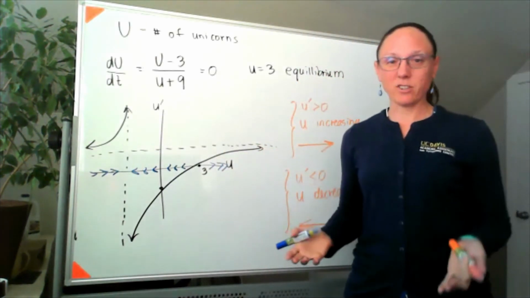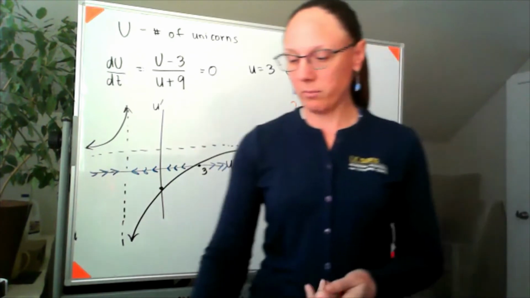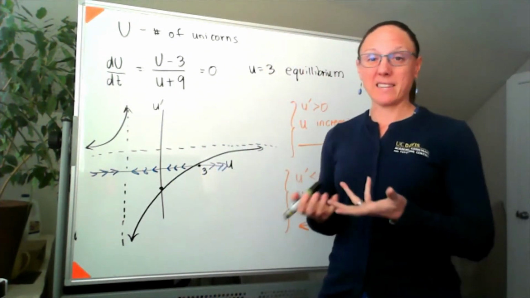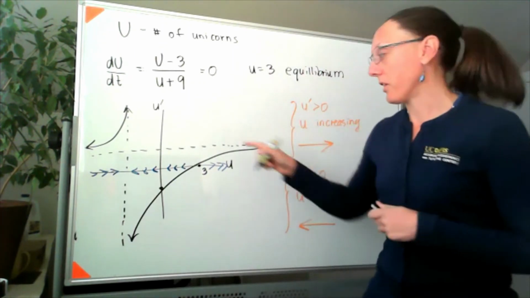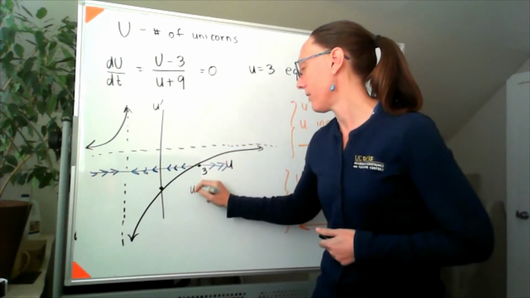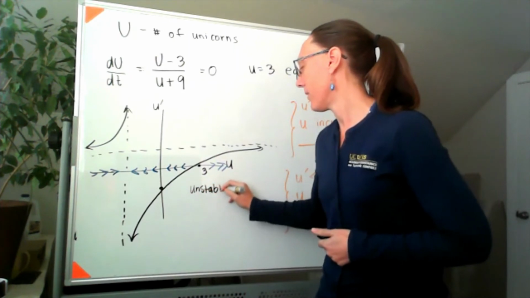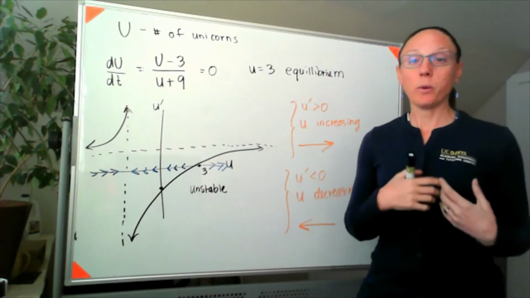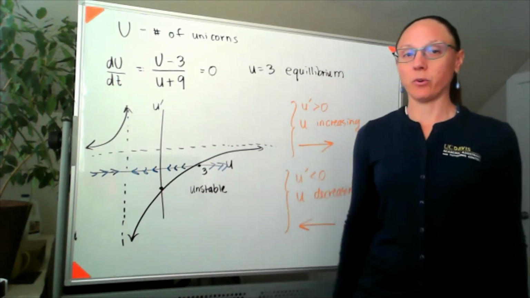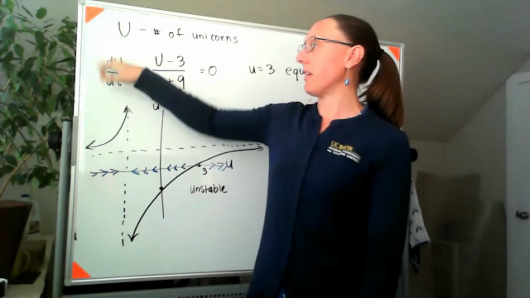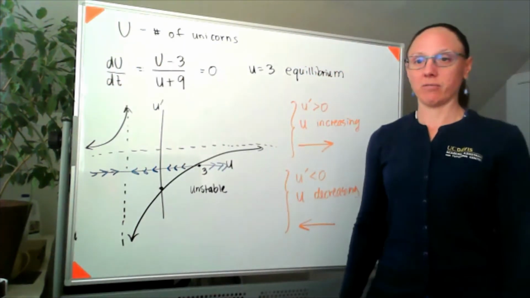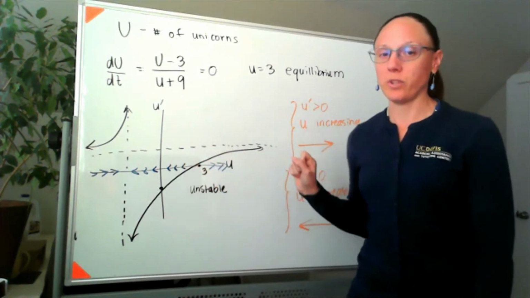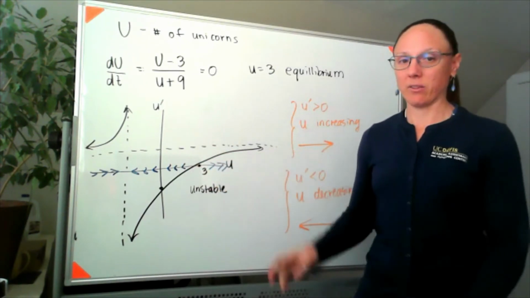So we have this really interesting thing happening with our unicorn population. 3 is an equilibrium, but it's unstable. All the values are moving away from 3. So if we were to start with exactly 3 unicorns, we would always have exactly 3 unicorns forever, because the derivative would tell me that u wasn't changing. If I start with 4 unicorns or 2 unicorns, we don't stay at 3.